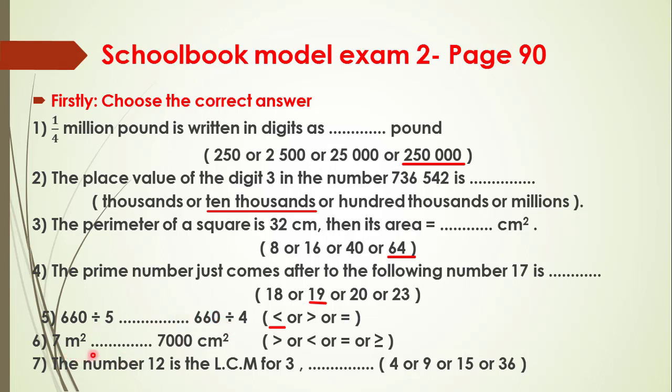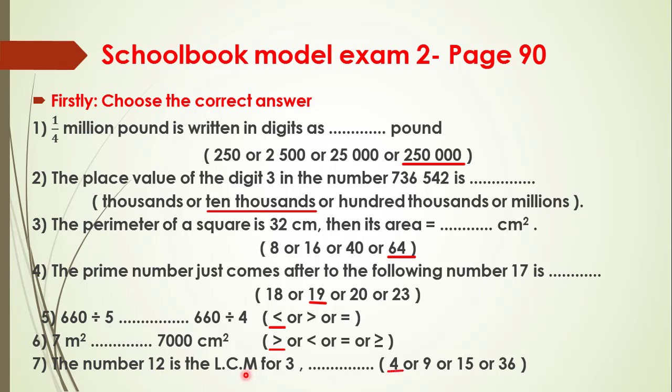7 meters squared and 7,000 centimeters squared. Let's convert meter squared to centimeter squared. So I'll multiply by 10,000. It means that we have here 70,000 and here 7,000. So greater than.